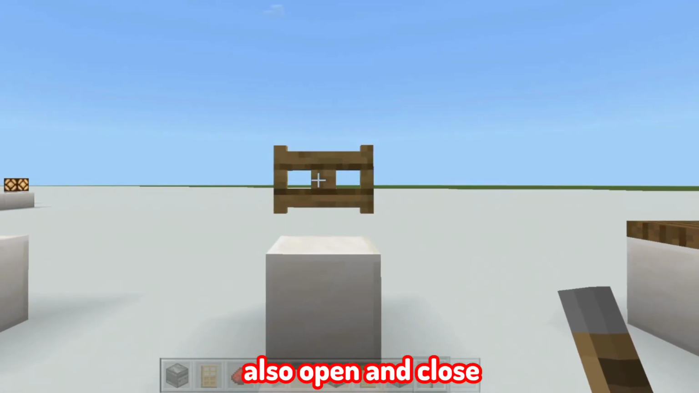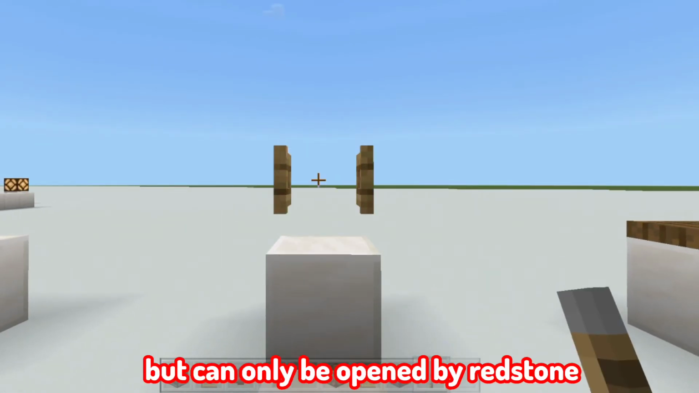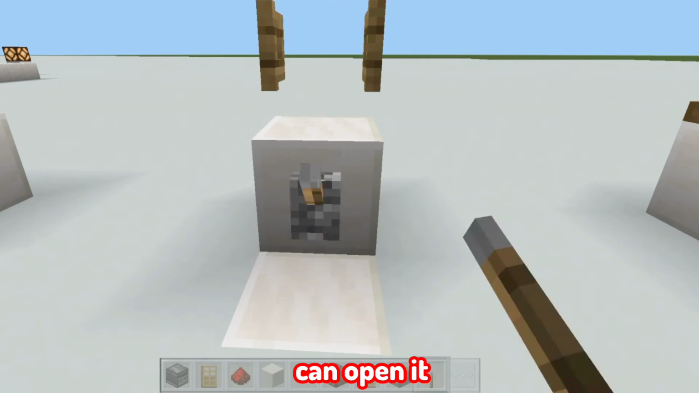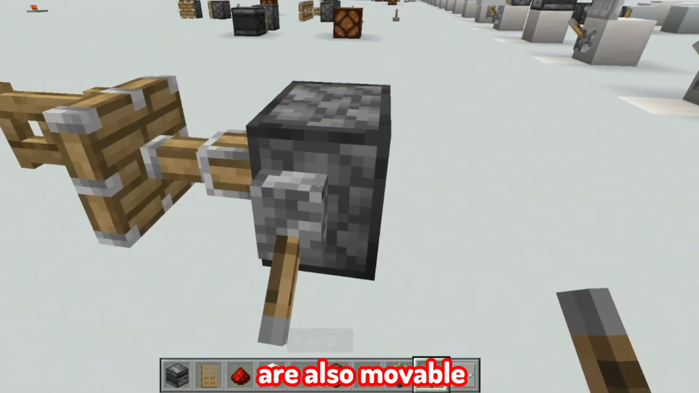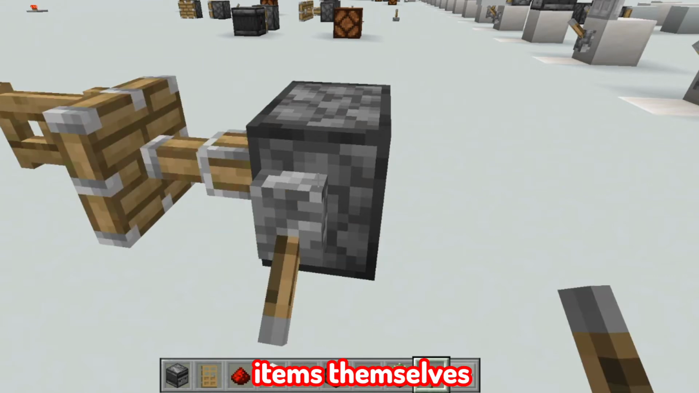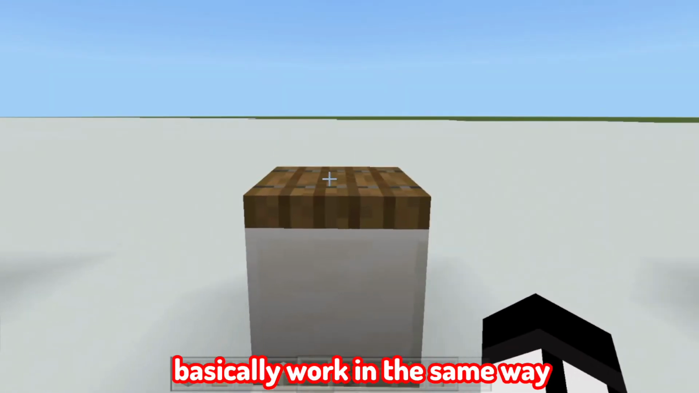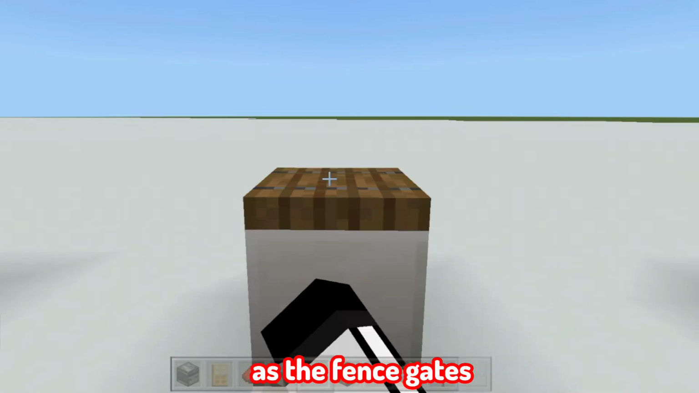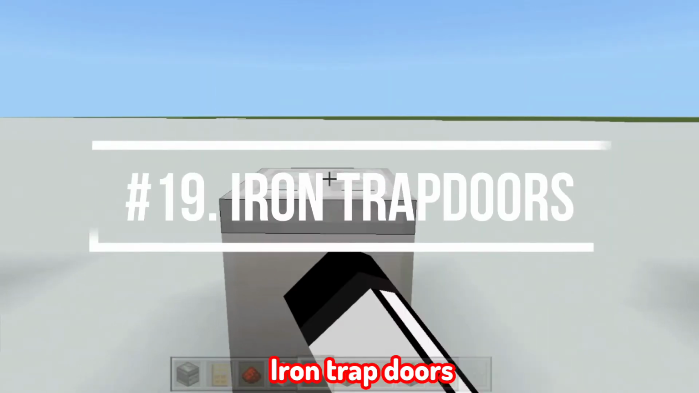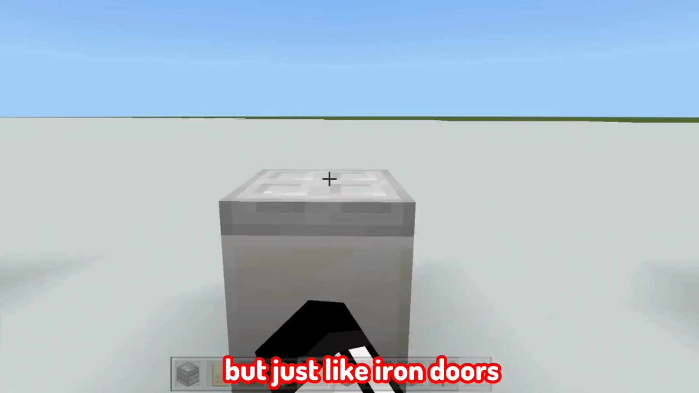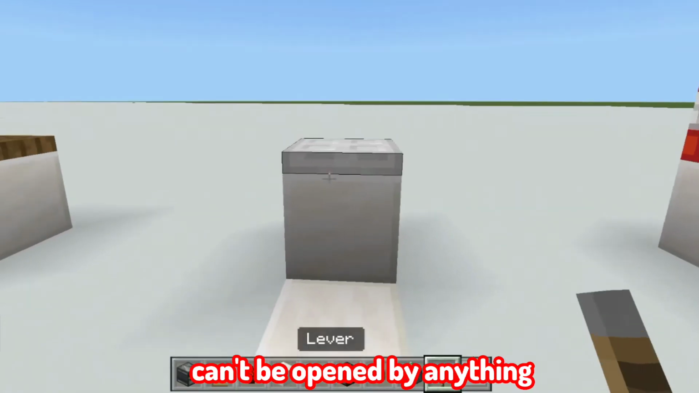Fence gates also open and close but can only be opened by redstone and the player. Nothing else can open them. The fence gates are also movable items themselves. Wooden trapdoors basically work in the same way as the fence gates. Iron trapdoors also work in the same way as fence gates, but just like iron doors, can't be opened by anything but redstone power.